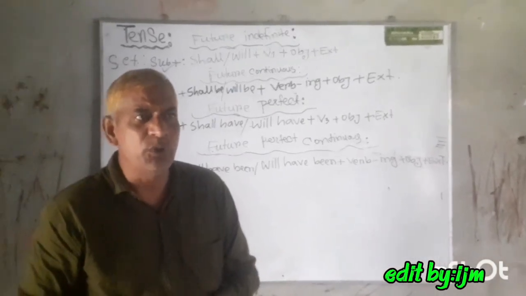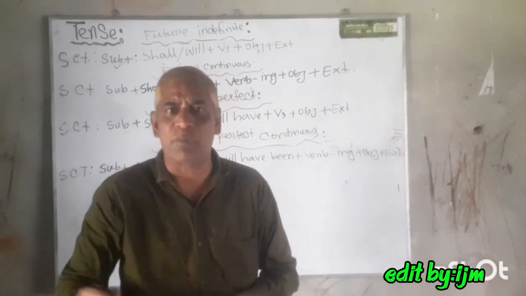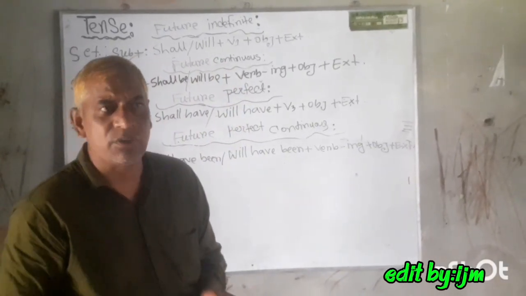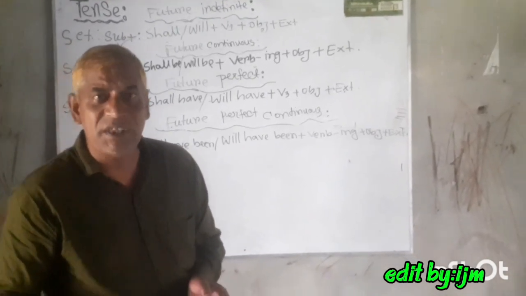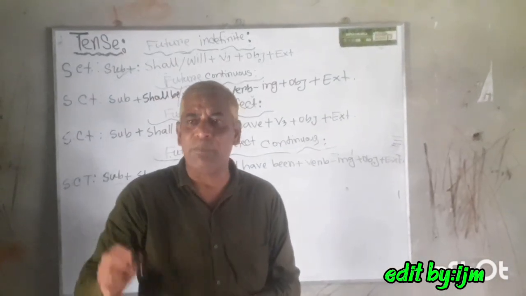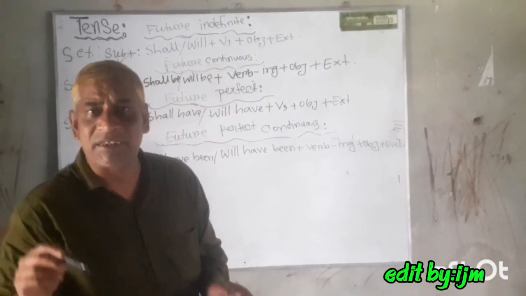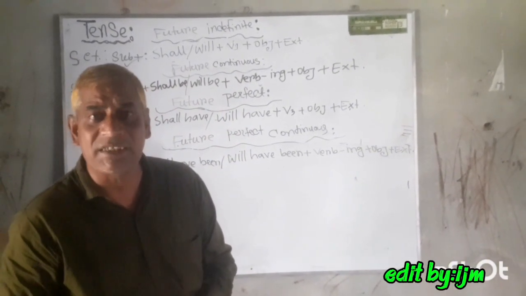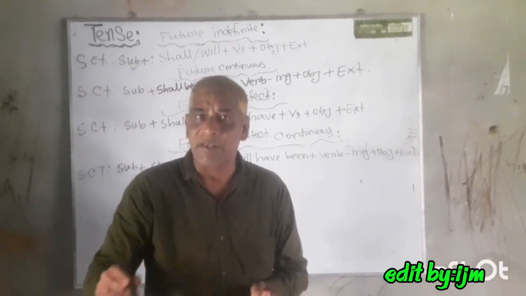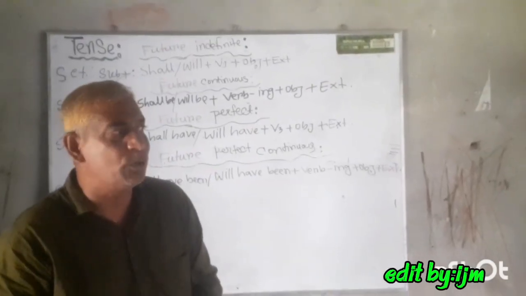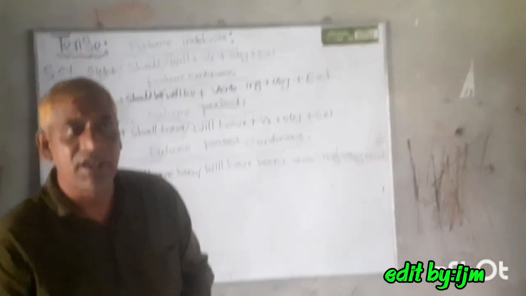At first we know the present indefinite: subject plus verb present form plus object plus extension. And next the present continuous tense structure: subject plus helping verb or auxiliary verb plus verb with ing plus object plus extension. Next, present perfect: subject plus have or has plus verb 3, that means verb past participle form, plus object plus extension.